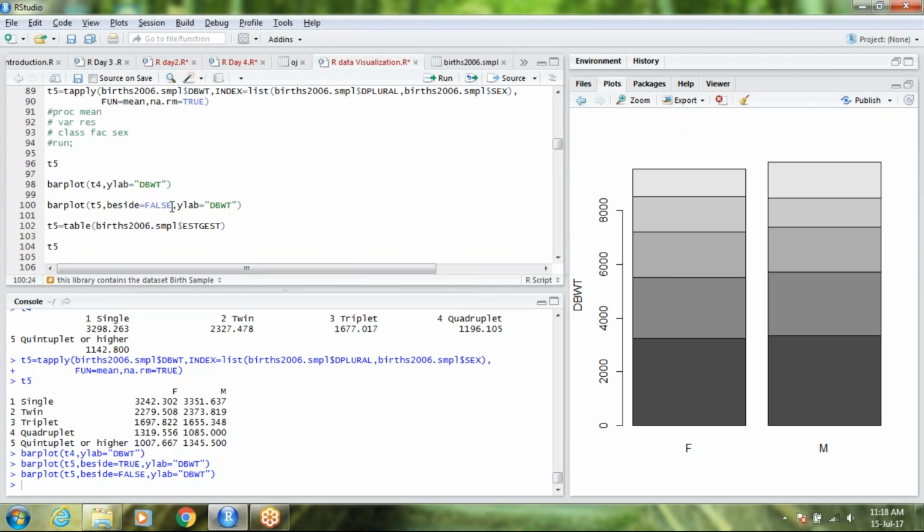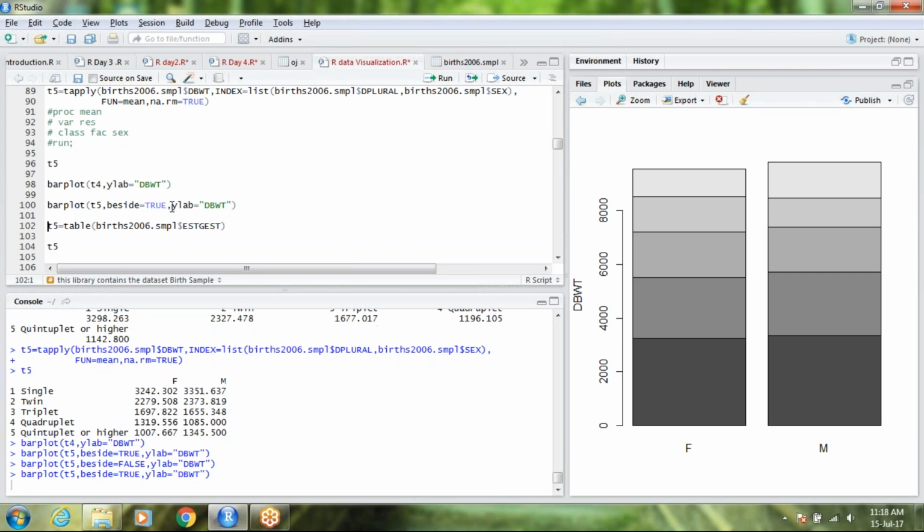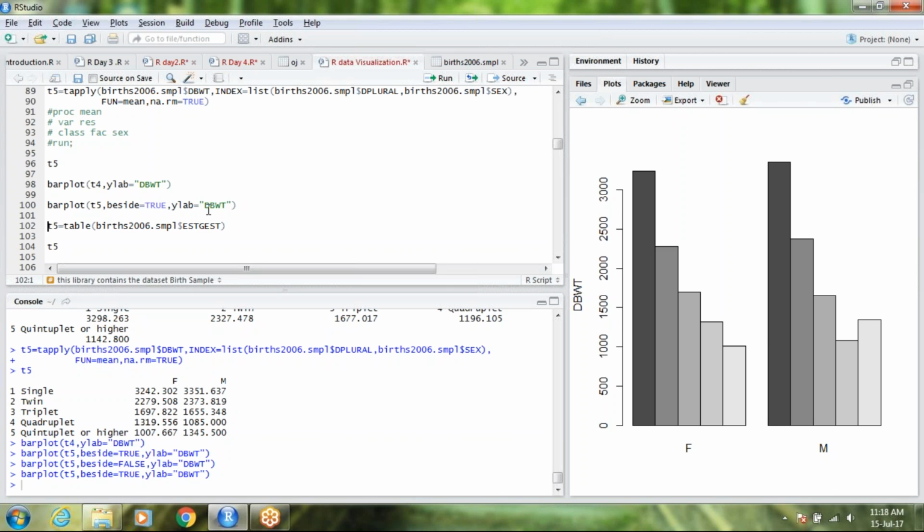Or you can say, yeah, this looks too good. Again for single, it is at the highest and then it goes down. A similar trend.